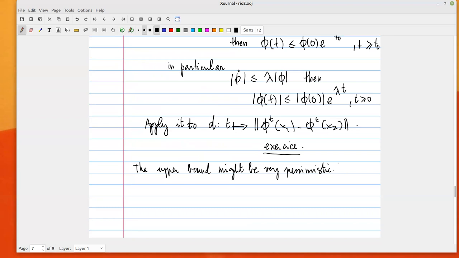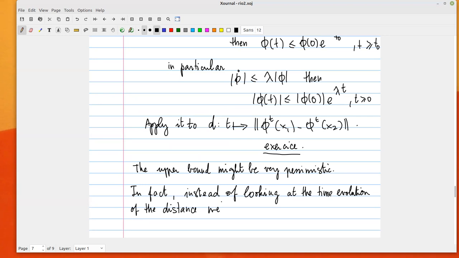So this upper bound might be very pessimistic, and in fact, instead of looking at the time evolution of the distance, we prefer to look at the growth of the norm of the tangent vector Vt. And I can show you an example where you will clearly understand what I'm trying to say here.